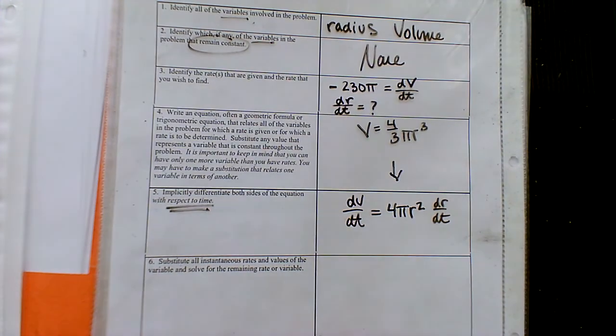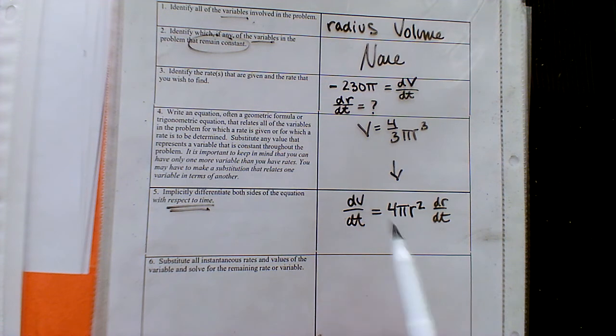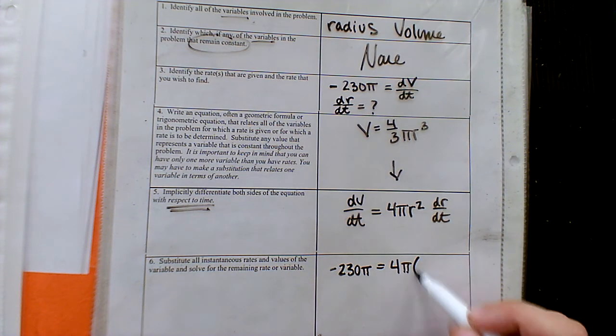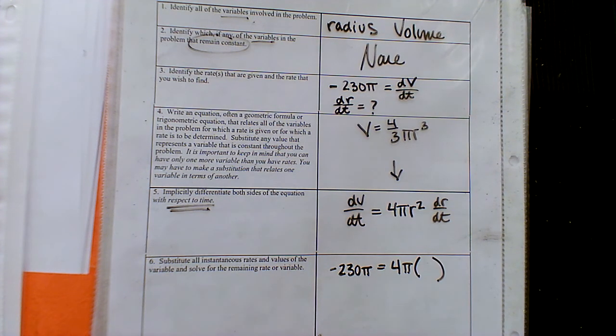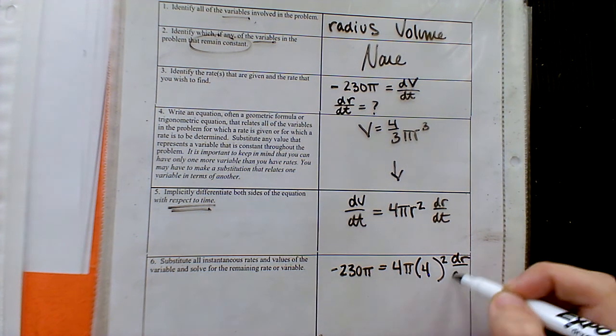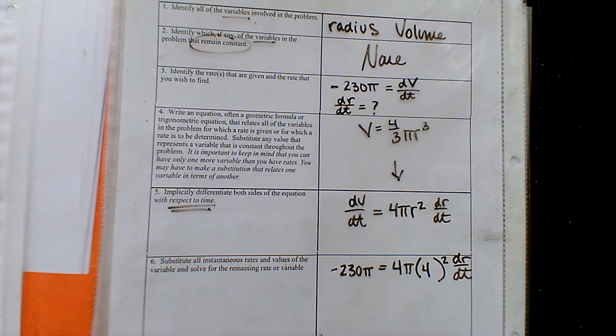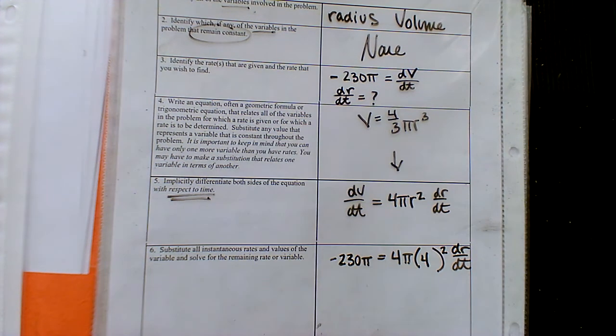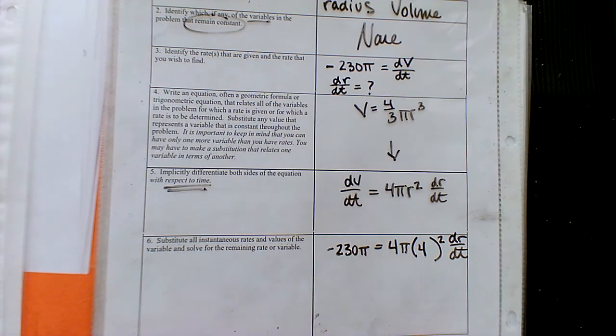All right, so now that we took the derivative, let's kind of bring all this information together. Do we know the rate at which volume is changing? Yes, negative 230 pi. Do we know the radius at this specific moment in time that we are interested in? Do we know our snapshot moment radius? 4. Do we know dr over dt? No, because that's what we're trying to find. That was our question mark rate. Do you think you can solve for dr over dt?